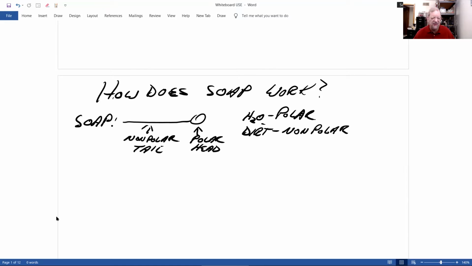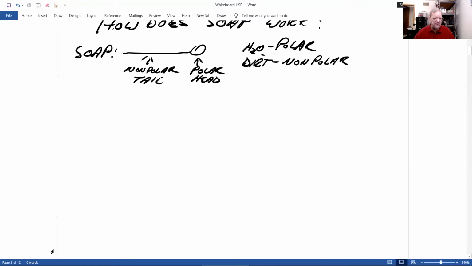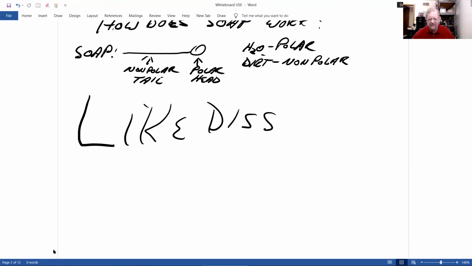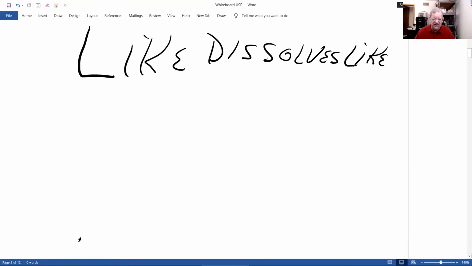And as you learn, the most important piece of the puzzle here is like dissolves like. And that means things that are polar are soluble in polar things, things that are nonpolar are soluble in nonpolar things. Try to mix the two together, they're not soluble. Well, if you have dirt on your hand, you're trying to get it off, and we magnify that piece of dirt.